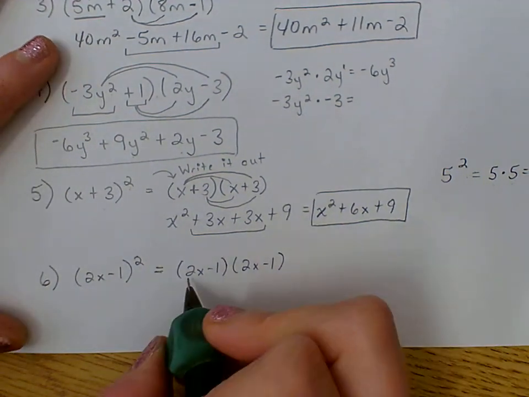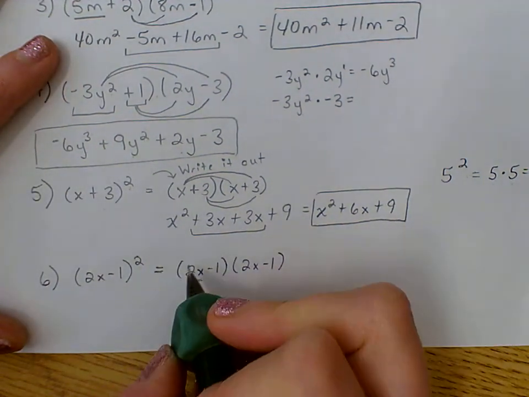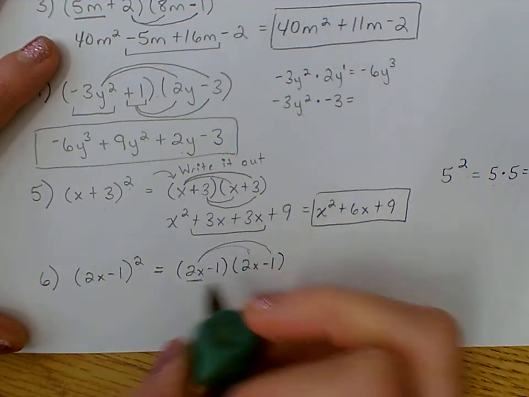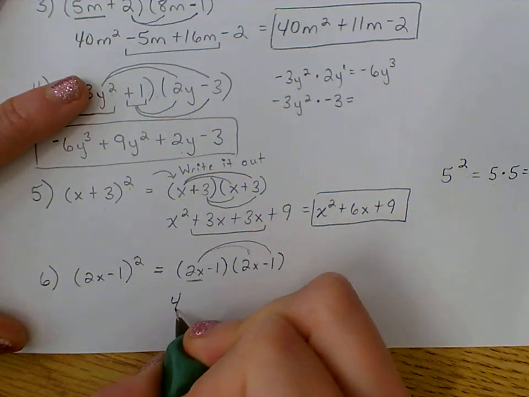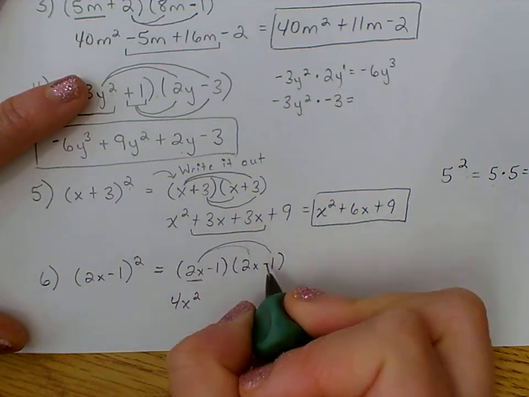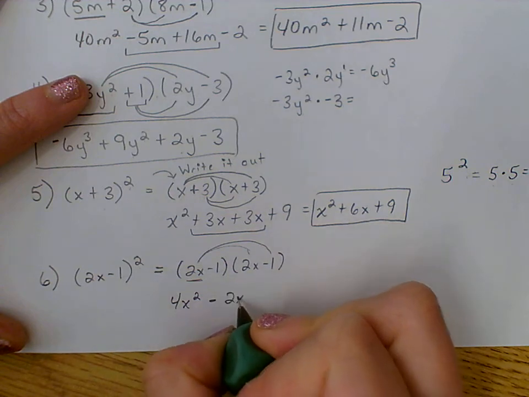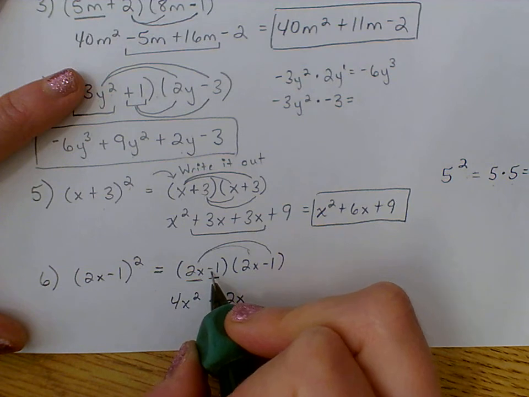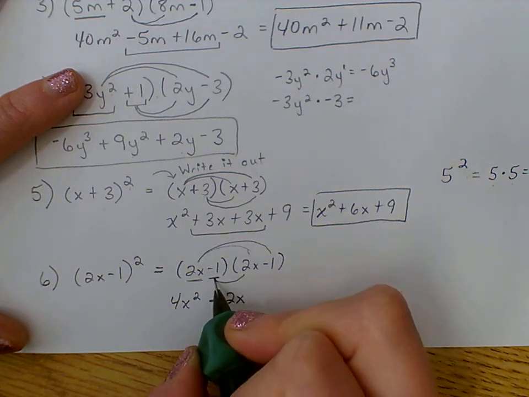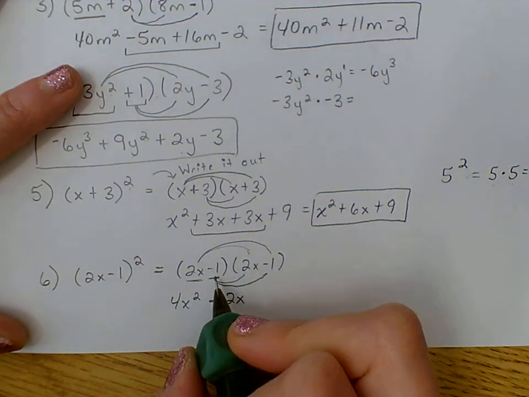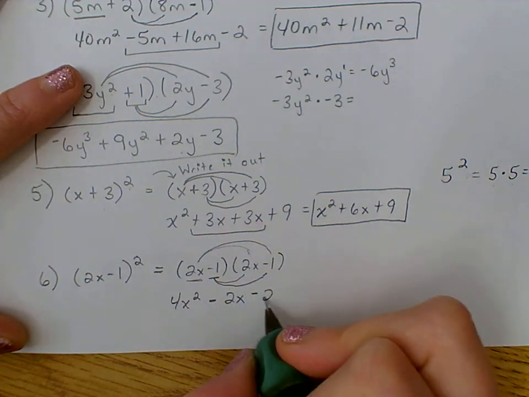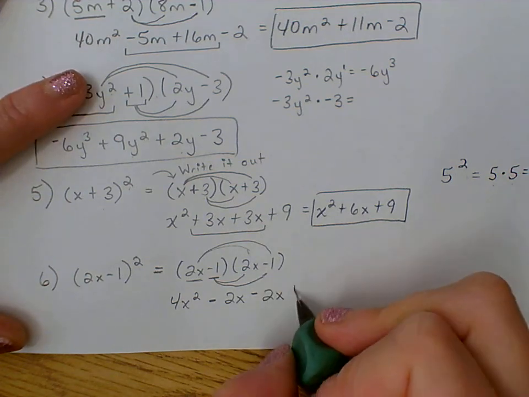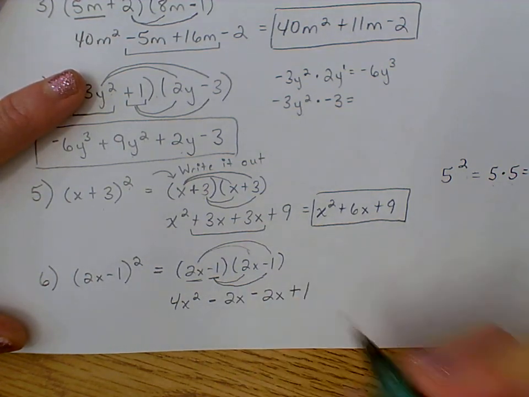Then you distribute. So start with my 2x, so it'd be 2x times 2x, and then 2x times negative 1. So 2x times 2x gives me 4x squared. 2x times negative 1 is negative 2x. Now I'm done with my 2x, so now I go to my -1. So -1 times 2x, and then -1 times -1. -1 times 2x gives me -2x. And then -1 times -1, negative times a negative is a positive, and then 1 times 1 is 1.